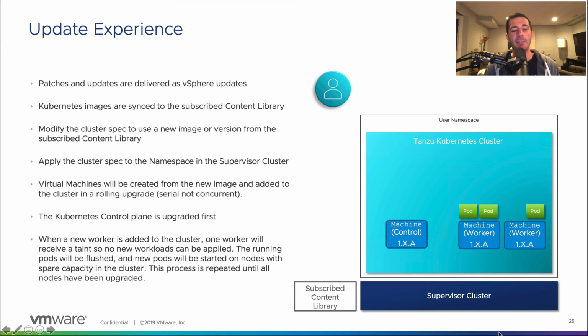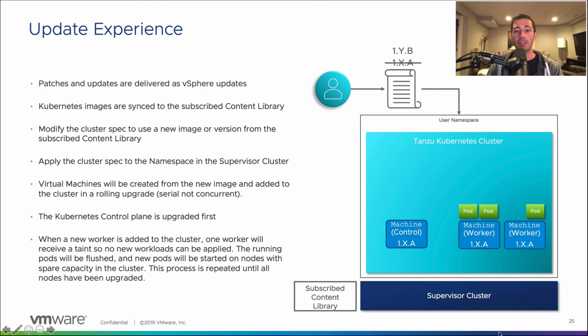So here's what the update experience actually does. As I mentioned, it happens in a rolling upgrade format. So patches and updates are delivered as vSphere updates. Once that is done, we are syncing our content library as well to get any new Tanzu Kubernetes releases. So let's say within our environment, we are running version 1.x.a, but we want to run version 1.y.b. Well, what we're going to do is apply that cluster spec to the namespace where the supervisor cluster is running.